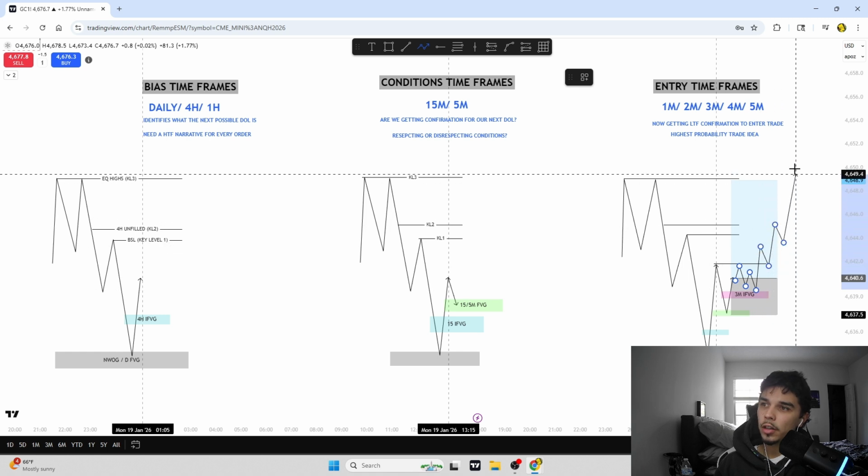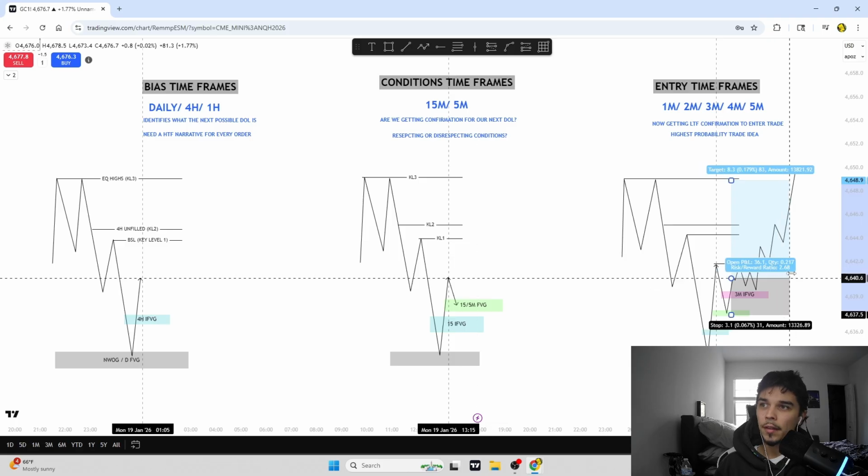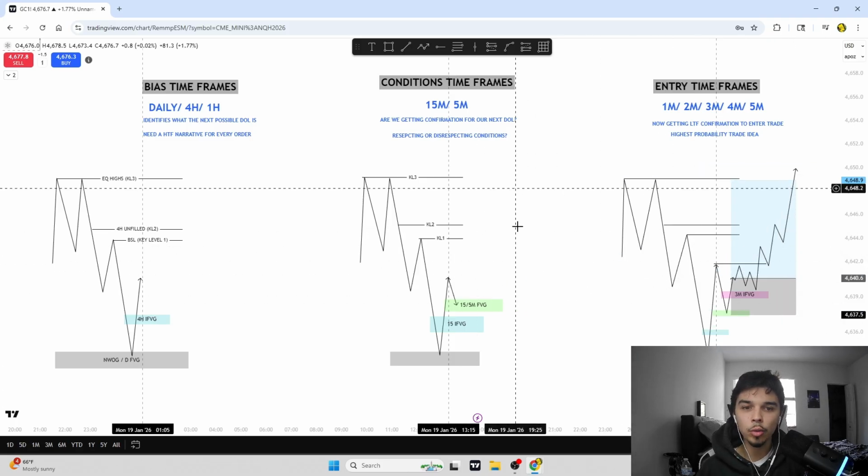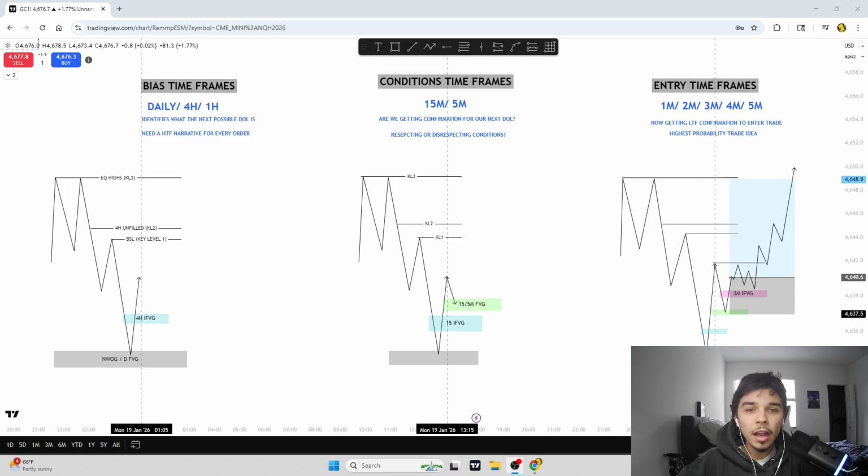TP1, TP2 just got smacked, and now TP3 just got smacked. And this is what an entire trade idea would look like. Before going into these live examples, I just want to show you guys market analysis 101 real quick.